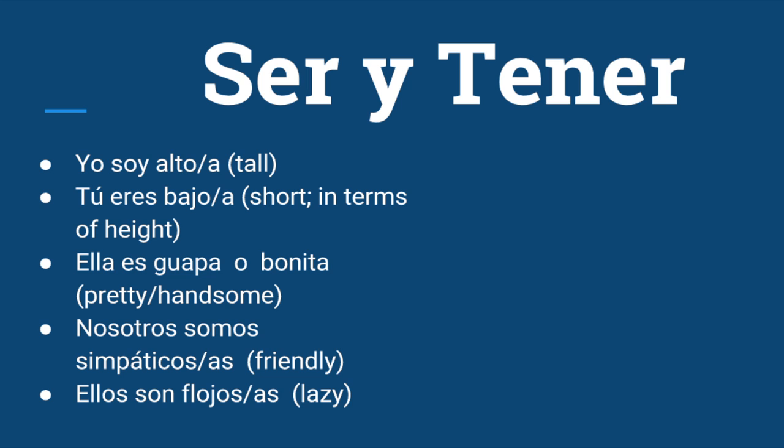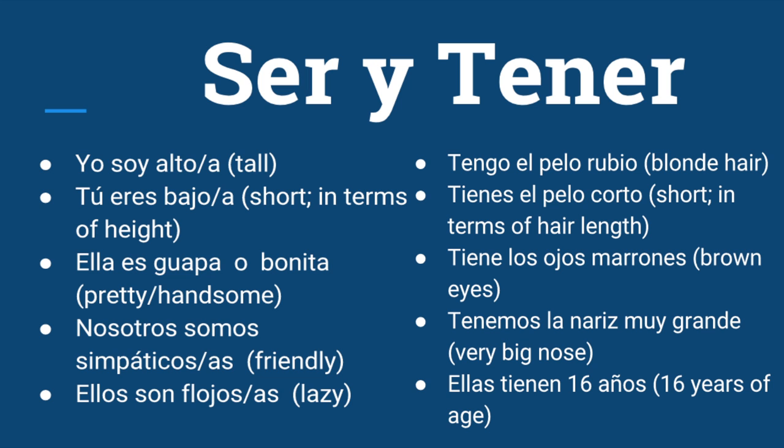Ahora, más ejemplos con ser y tener. Yo soy alto o alta, tú eres bajo o baja, ella es guapa o bonita, nosotros somos simpáticos o simpáticas, ellas son flojos o flojas. So as we can see with ser, a lot of uses revolve around someone's physical description or their estatura, such as alto or bajo, and also other characteristics that are more internal. For example, simpáticos and flojos.